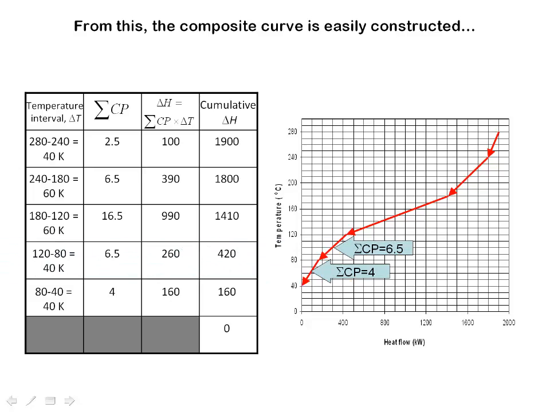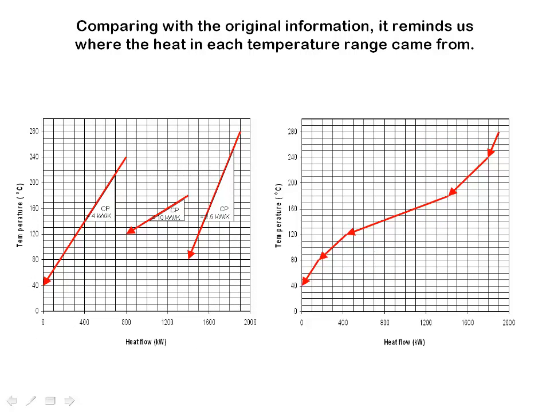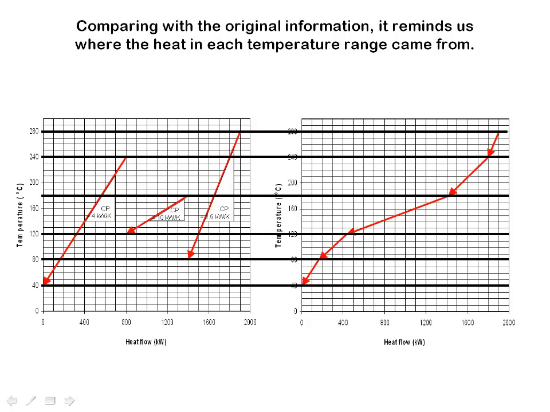And the slopes of the different parts of our composite curve are once again given by the sum of the flowing heat capacities, reminding us once again that the higher the flowing heat capacity, the smaller the slope, because there's less temperature change for a given heat input or loss. So that's how we construct composite curves. Comparing with the original information, we remind ourselves where the heat in each temperature range came from. In each temperature range it was contributed by one or two or all three streams.